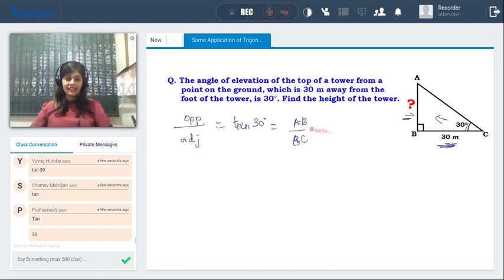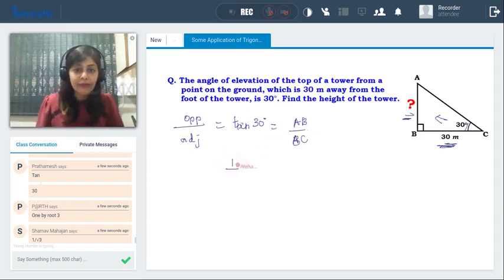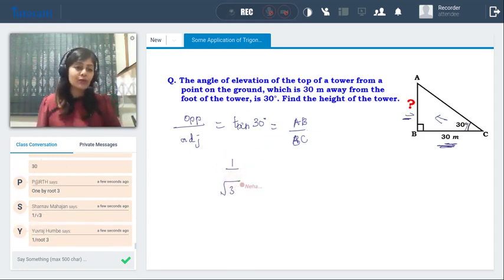Quickly, tan 30. Yes, students, let's see if you remember. 1 by root 3. Okay. So my students have done their homework. I'm extremely happy about that. That's correct. It is 1 by root 3.